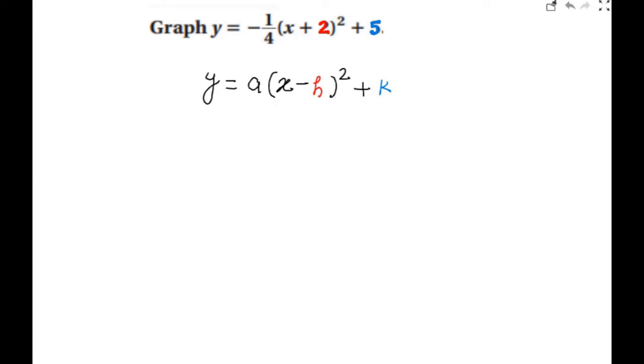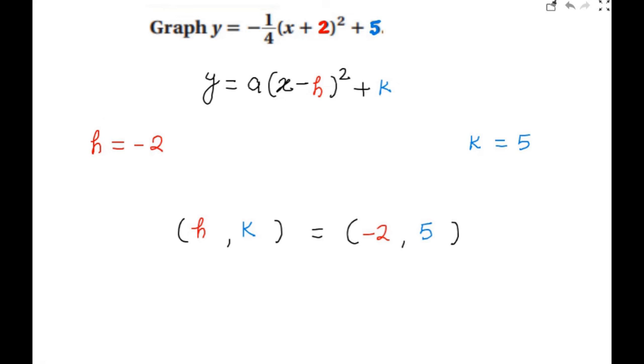As we compare the value of h, negative h is compared with positive 2, which means h is going to be negative 2. And if we compare k and 5, yes, k is equal to 5. So in this manner, we can consider the vertex of this quadratic function is (h, k), which is (negative 2, 5). Let me write here, it's (negative 2, 5).